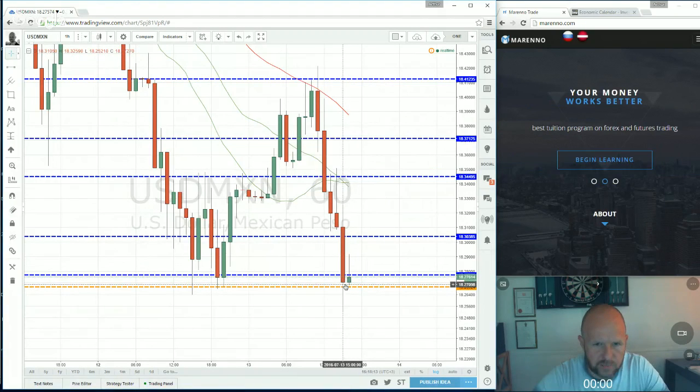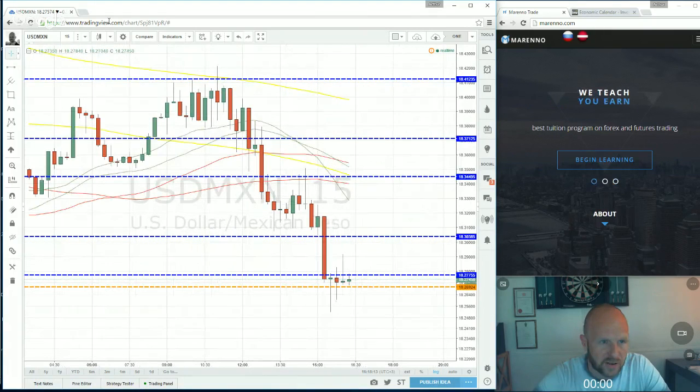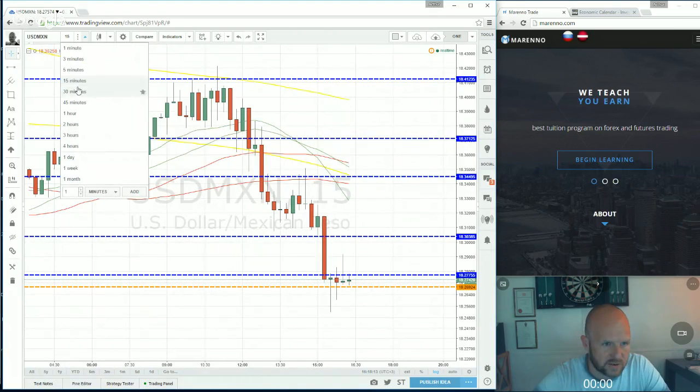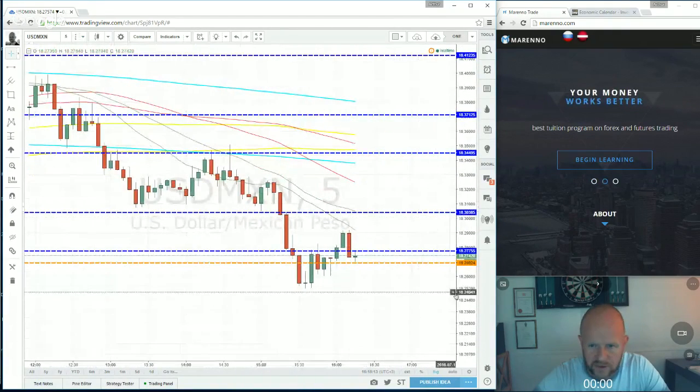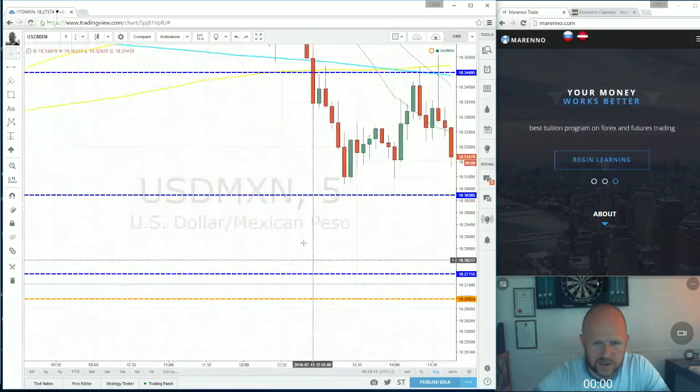It might be just a false breakout for this candle, to catch someone who is trading the 15-minute chart, maybe the 5-minute chart or something like this. Let's switch to 5 minutes to see if there was a better entry.